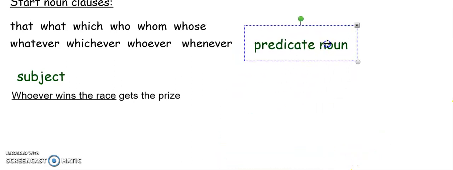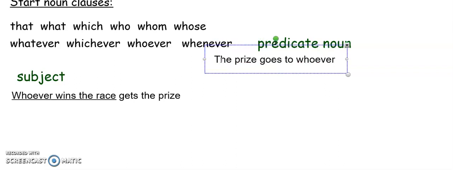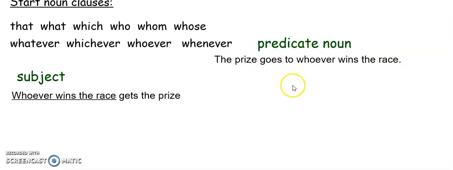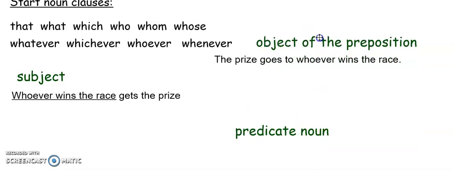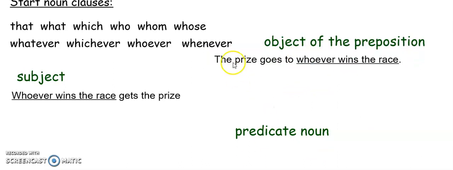Now, if something can act as a noun, that means not only can it be a subject, it can also be a predicate noun. So, for example, I could reverse this sentence. The prize goes to whoever wins the race. And actually, I made a mistake here, because while a noun clause can be a predicate noun, in this case, this is an object to the preposition to. Okay? So the prize goes to whoever wins the race. So whoever wins the race is now an object to the preposition to.